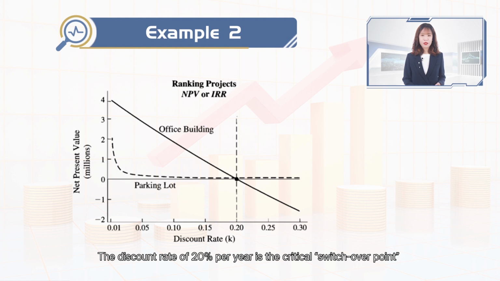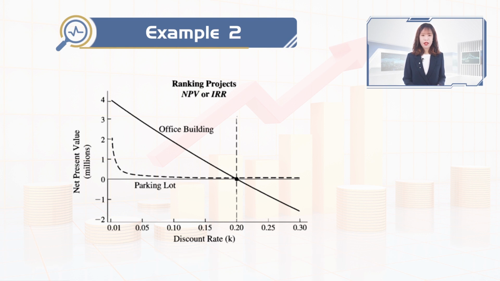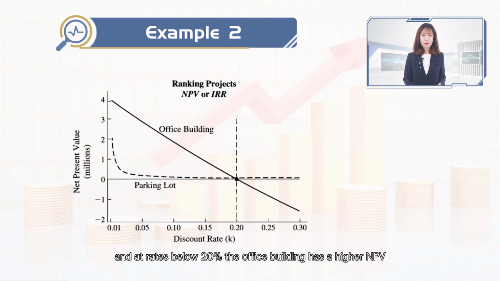The discount rate of 20% per year is the critical switchover point for the two mutually exclusive projects. At any discount rate above 20% per year, the parking lot has a higher NPV, and at rates below 20%, the office building has a higher NPV. This example suggests that the NPV is a good measure for ranking mutually exclusive projects.